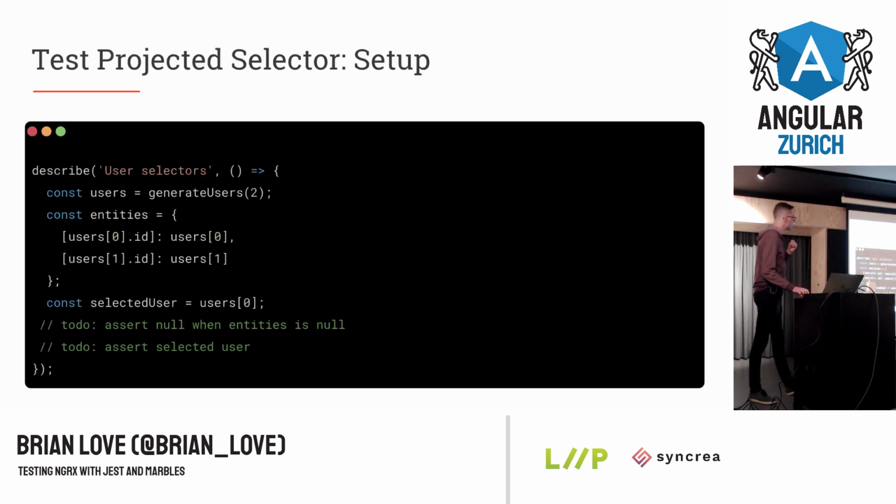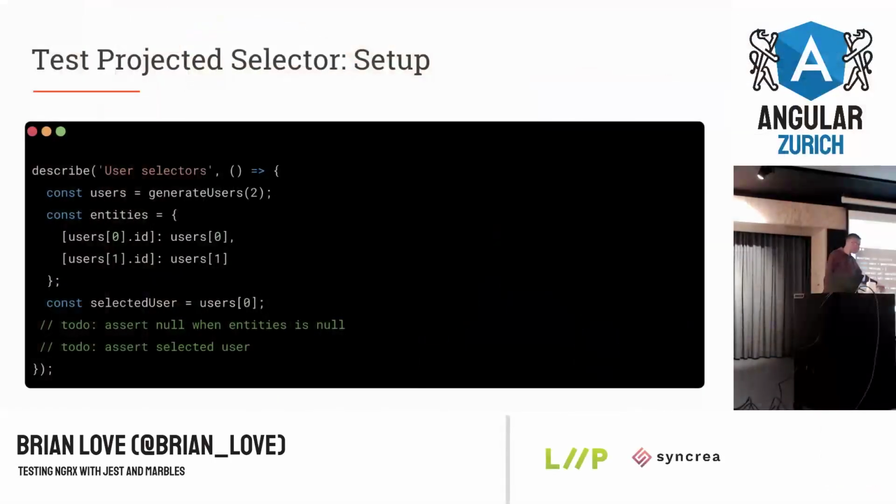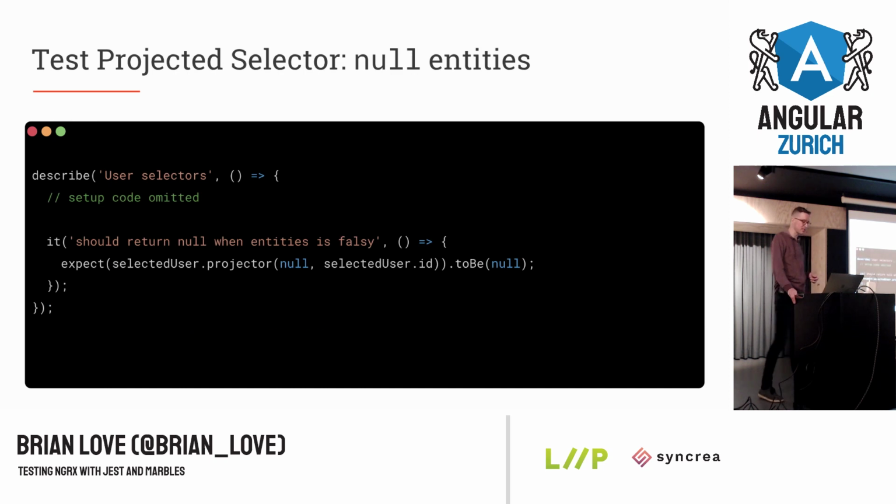Okay, so let's look at how we actually test this. The first thing we're going to do is a little bit of setup. I had to split these up into a couple slides. So let's generate some users. In this case, I'm going to generate 2 users. I'm going to create an entities dictionary with our user ID as the property, and then each user object. And then the selected user is going to be the first user, right? So keep that in mind as we get into the rest of this test.